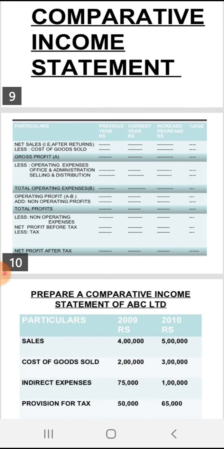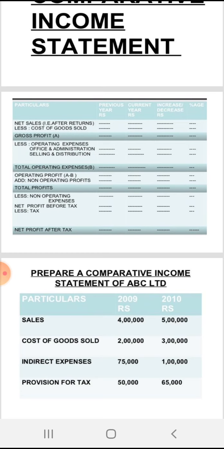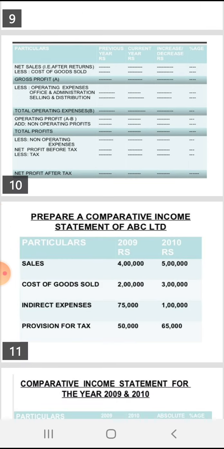Now let us see the comparative income statement. In this we will again write particulars, previous year, current year, increase in change and percentage change. In particulars we will write net sales less cost of goods sold, gross profit, that is A, less operating expenses, that will be total operating expenses, that is B. Operating profit is A minus B, that is gross profit minus operating expenses. Then we will add non-operating profits, that will be the total profit. Now we will less non-operating expenses, that will be net profit before tax. Then we will deduct tax, the answer will be net profit after tax.